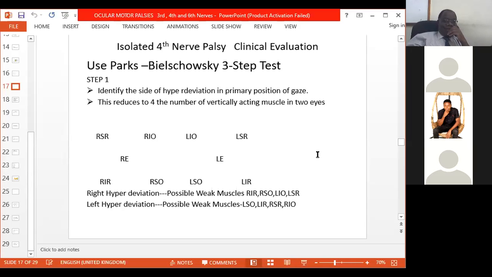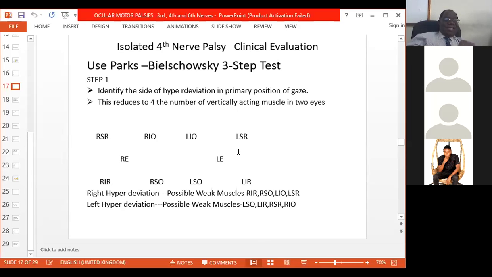Understand the concept. There's the right eye. If this is hyperdeviated, it means higher than the left. For this to be higher, it means these two muscles are weak. The depressors in the right eye, or the elevators in the left eye are weak. So this eye isn't elevated to the same level as the right. Okay, so right hyperdeviation, possible weak muscles: right inferior rectus, right superior oblique, left inferior oblique, and the left superior rectus. These are the four muscles, two here, two there.